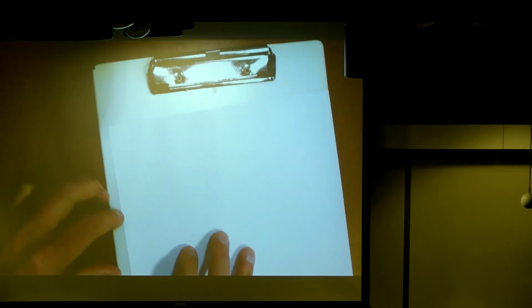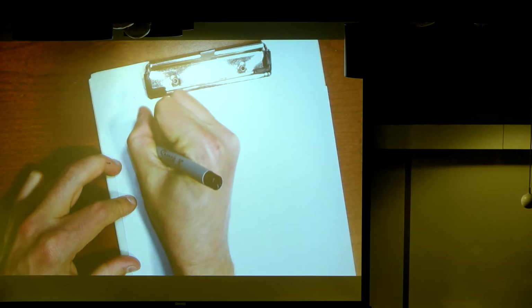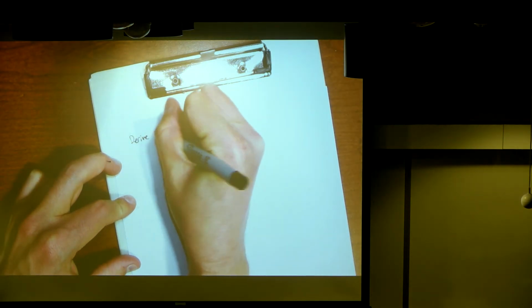And this is just going to be kind of on pen and paper. So here we go. We're going to derive our kinematic equations.